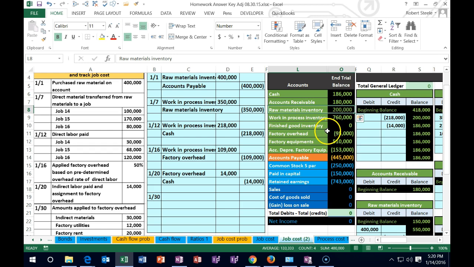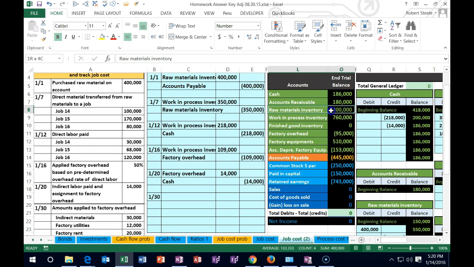Reason being, these are going to be materials that we couldn't apply directly to a job, such as glue, or if it was grout in a construction job, things that it would be too tedious for us to try to apply out directly to the job. I don't know how much glue we used to make the job because we didn't count the glue because it would take too much time and money to do so. So we're just going to dump it into the overhead account and then apply it out using the predetermined rate.